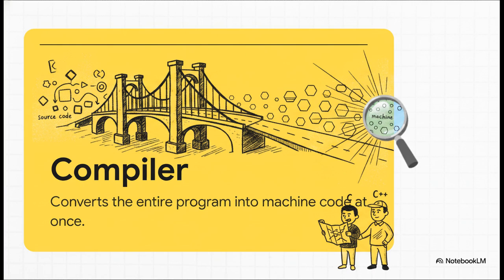Before you're even allowed to take a single step across the bridge, the compiler takes your entire travel map, your whole source code, and translates it all at once into a complete machine code file. Languages like C and C++ use compilers, and because all the translating is done before the journey even begins, the final program executes incredibly fast.